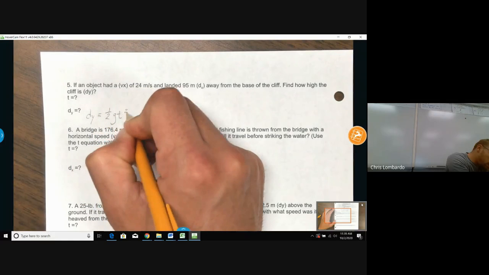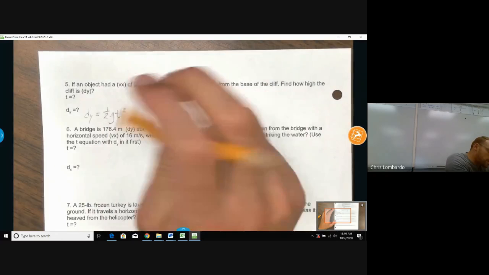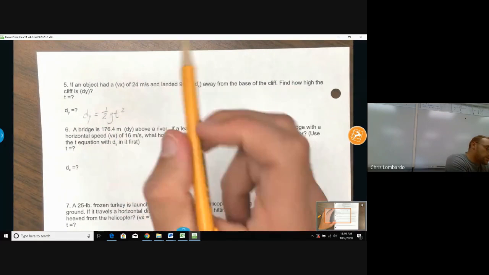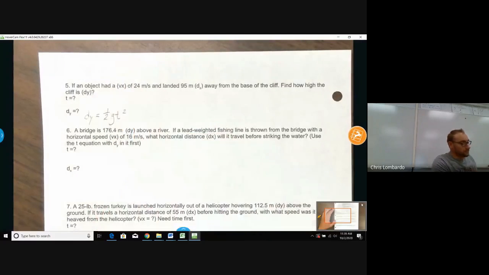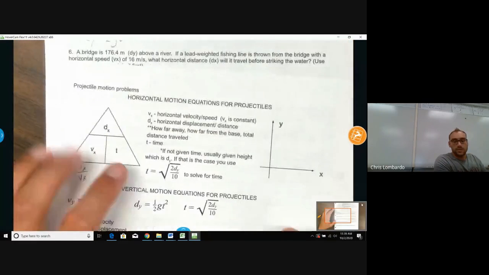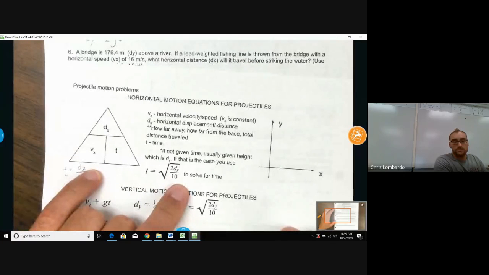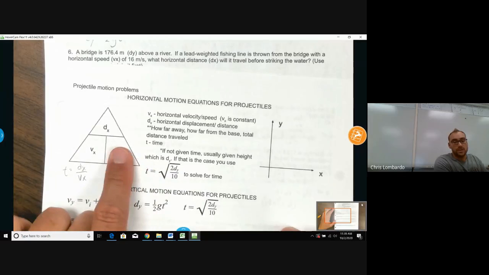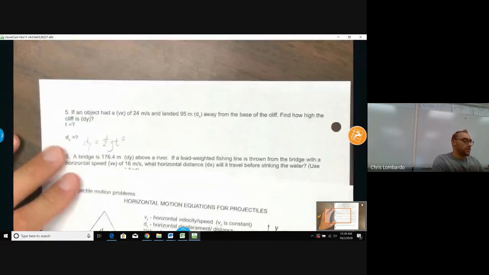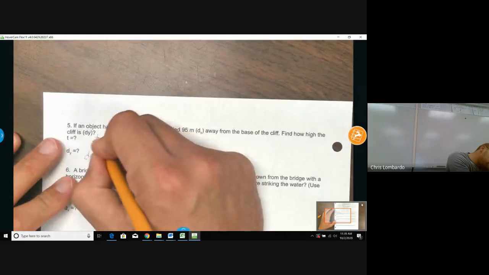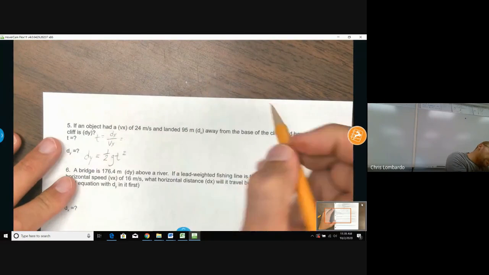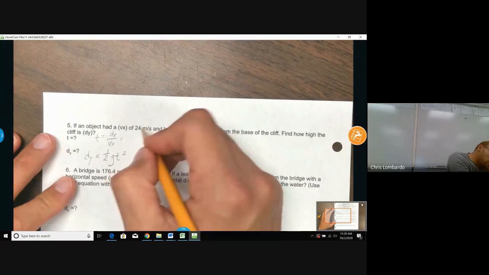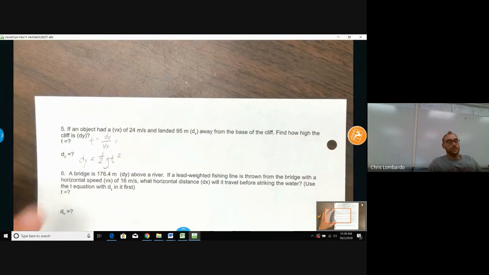1/2 gt squared. We need t because g is a constant value. So we can't use the t is equal to equation, because we don't have dy, which is what we're looking for. So we've got to go to this one. t is going to equal dx over vx. You have both of those values. Make sure you put them in the right position. If not, you can definitely screw yourself up.